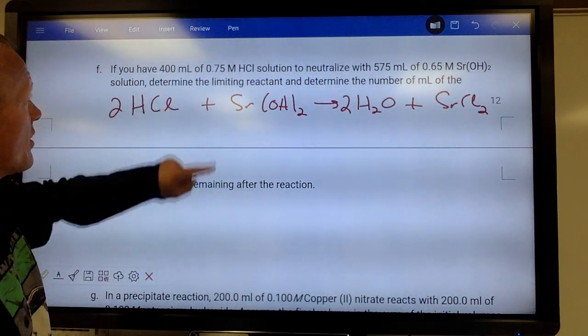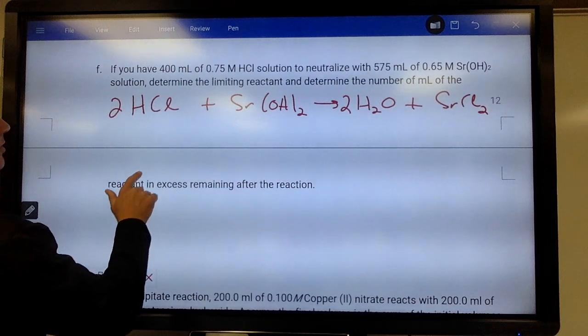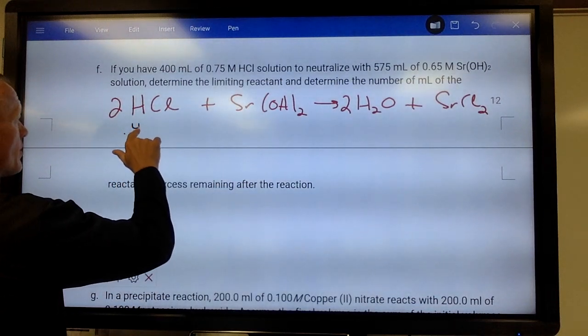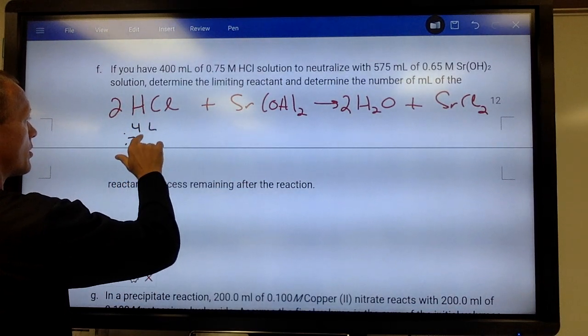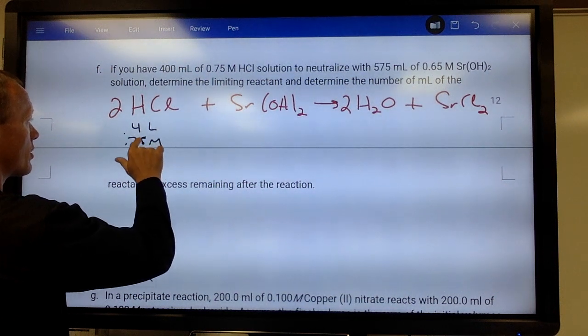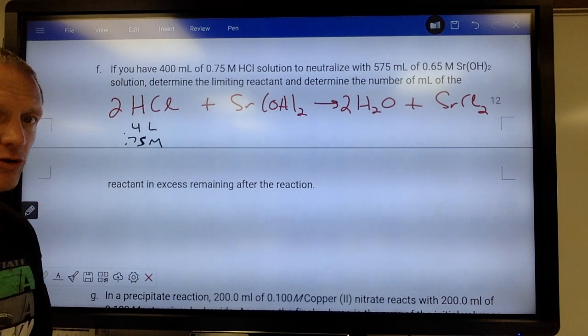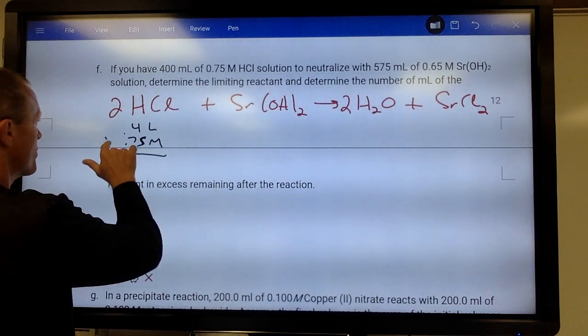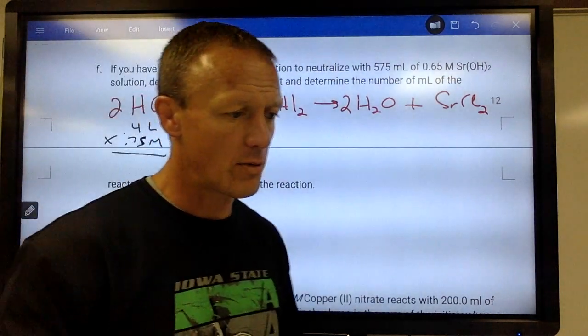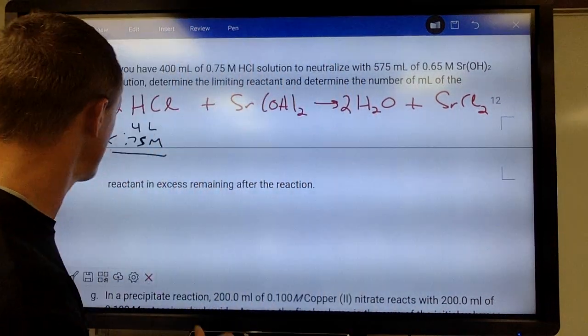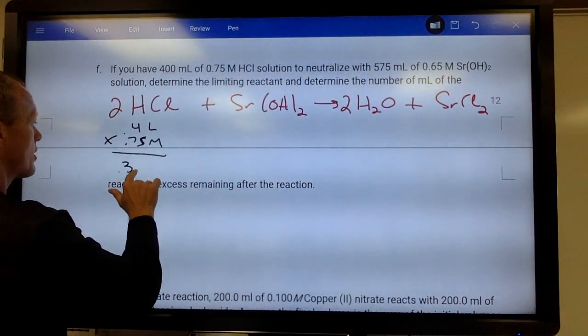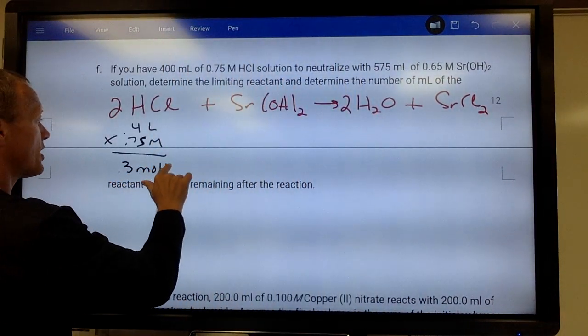So we have 400 milliliters, 0.75 molar HCl. I'm going to make that 0.4 liters, 0.75 molar. Remember, whenever you multiply liters times molarity, it gives you moles. So if we multiply those, that will give us 0.3 moles of HCl.